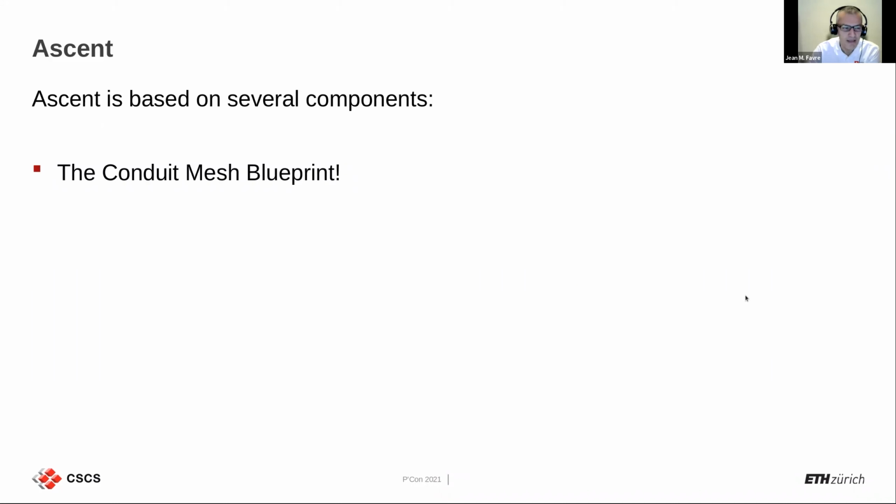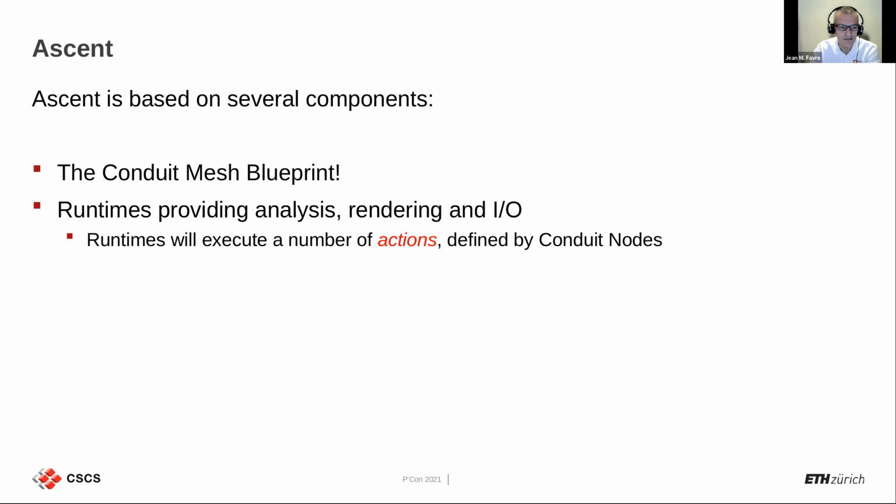So Ascent, as mentioned already, is based on the Conduit mesh blueprint. So all the efforts that we have done earlier with the Catalyst API can be reused, recycled to use Ascent. The next component of Ascent is the runtime. So the analysis, the rendering, and the I/O. And as I mentioned already, this is also prescribed by Conduit nodes, and I will show you a couple of examples of that.